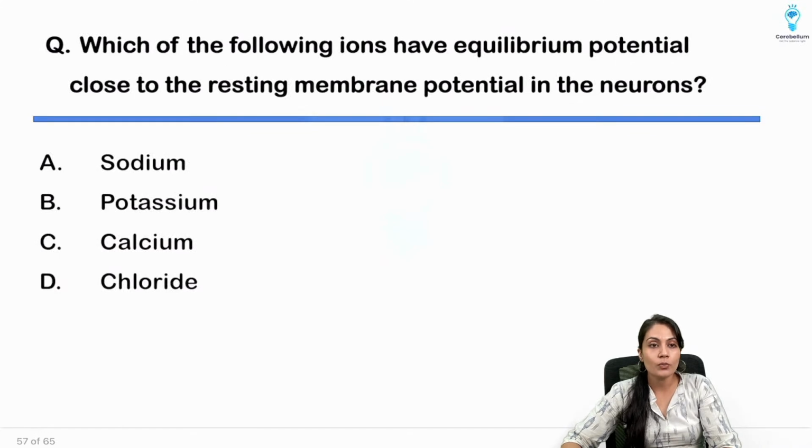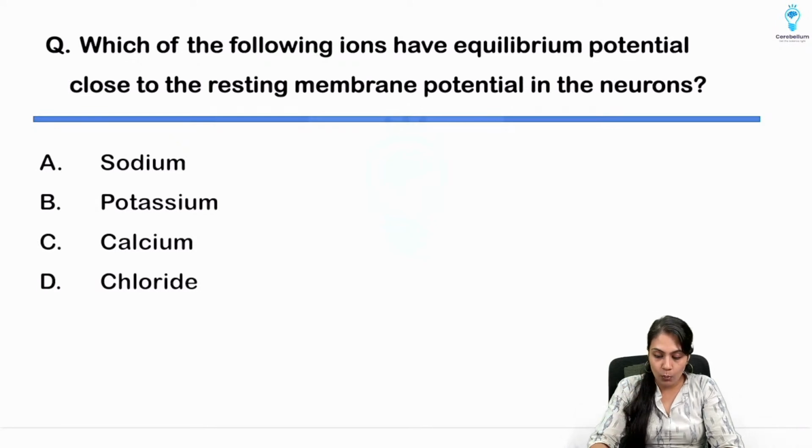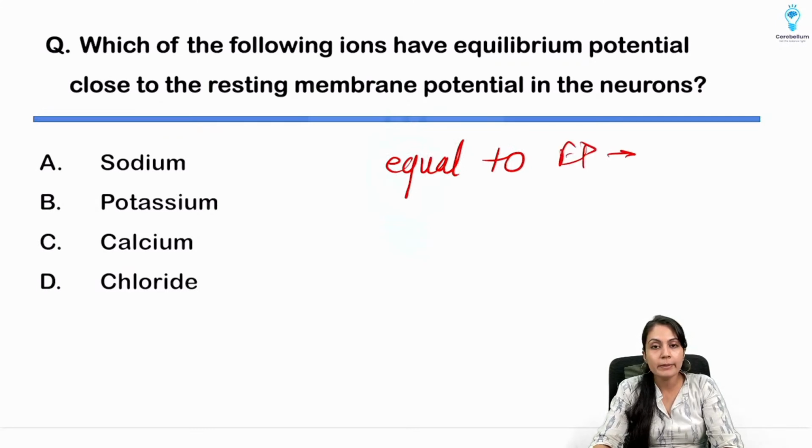Let's move on to the next question. Which of the following ions have equilibrium potential close to the resting membrane potential? That means if they ask equal to the equilibrium potential of which ion, then the answer will be different. If they ask close to, then the answer will be different.